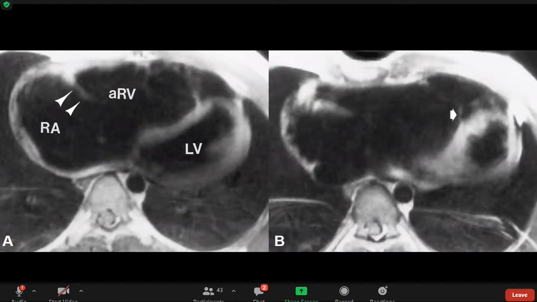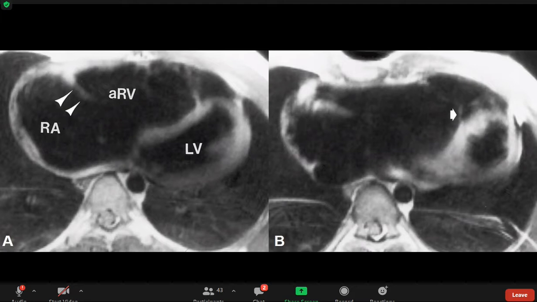So another case. This one's an adult, 22-year-old. This is a HASTE image or a T2 black blood image. So here you can see on image A, an enlarged right atrium with the atrialized right ventricle (ARV). The arrows point to the anterior leaflet. On image B, the shorter arrow there points to the adherent septal leaflet in this case. So this patient had a larger atrialized right ventricle.